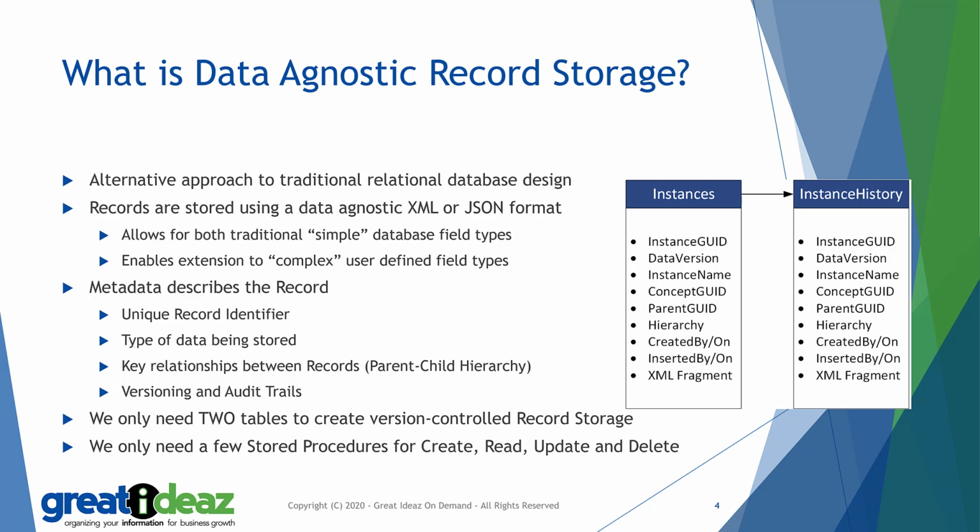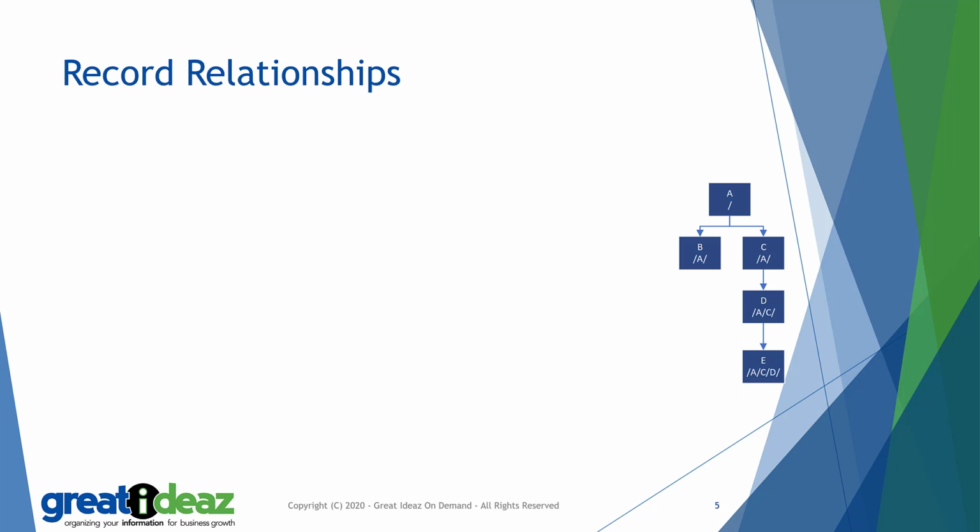Let's take our discussion into a different direction for a while. Let's have a look at this idea of record relationships. The diagram on the right shows a simple set of instances A, B, C, D, and E. What we have here is a simple relationship of 5 records, where A is the parent of B and C, C is the parent of D, and D is the parent of E.